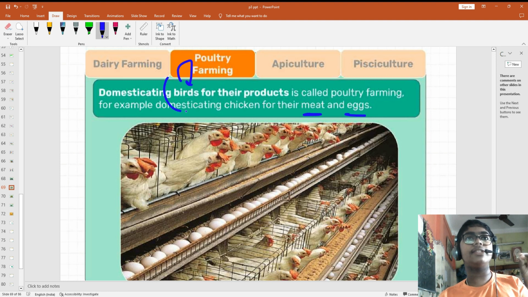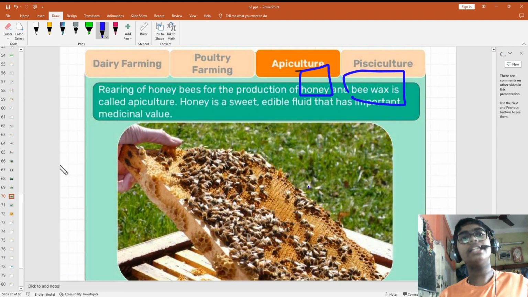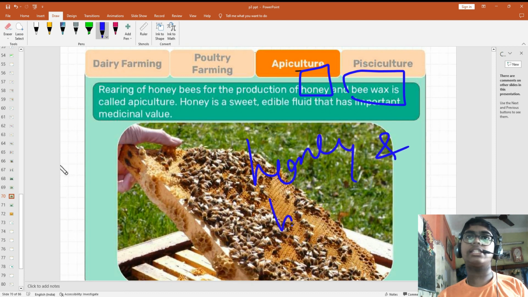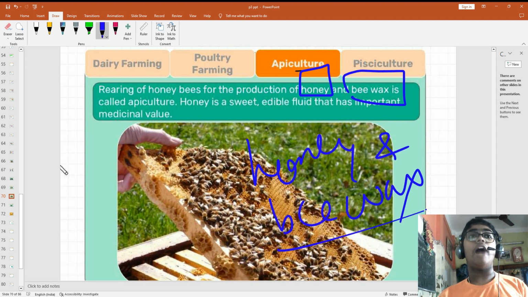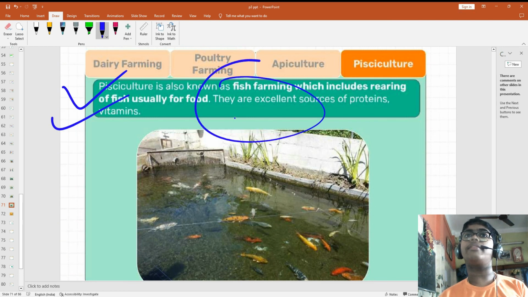Domesticating birds, especially birds, for their products is called poultry farming. We get meat and eggs. Apiculture is of honeybees, to get honey and bee wax. So honey is a sweet edible fluid that has an important medicinal value. And pisciculture is also known as fish farming.